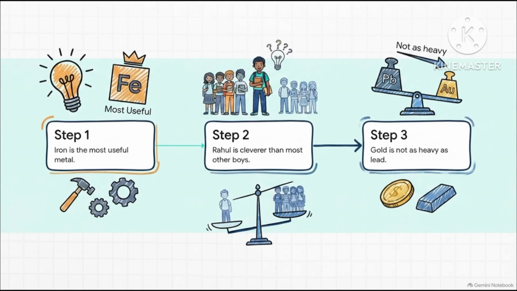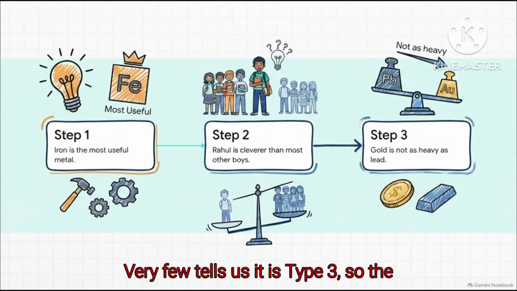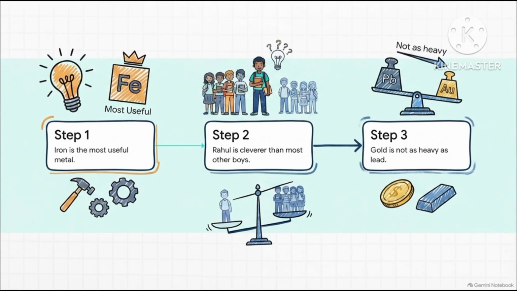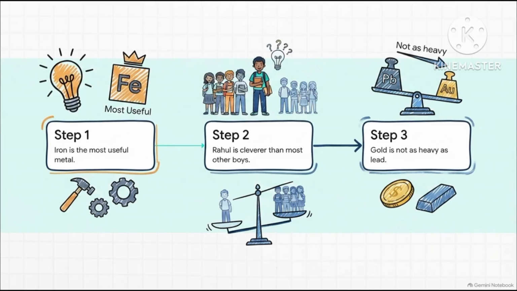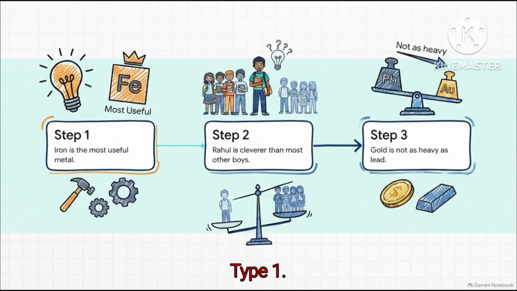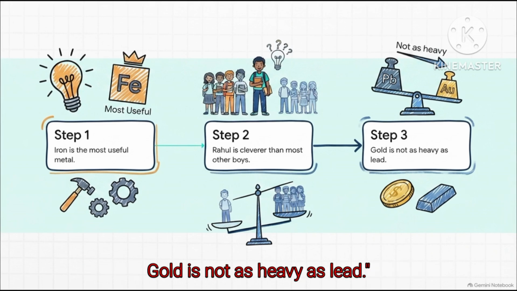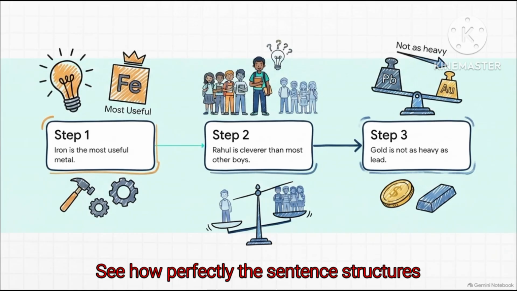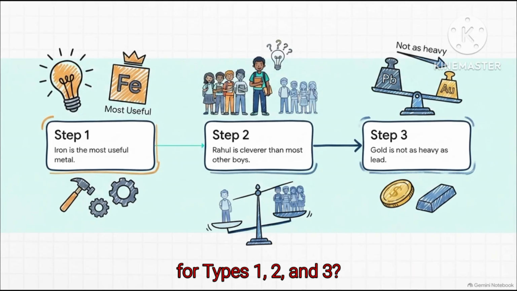Step 2. Very few boys are as clever as Rahul. Very few tells us it is type 3. So the comparative is Rahul is cleverer than most other boys. Step 3. Lead is heavier than gold. Only 2 metals are compared here, so it is type 1. The affirmative statement becomes negative. Gold is not as heavy as lead. See how perfectly the sentence structures match the exact keywords we just by-hearted for types 1, 2, and 3?